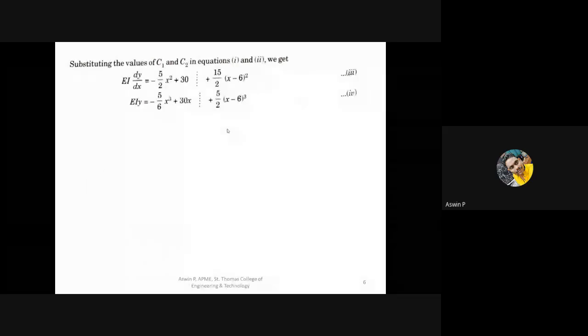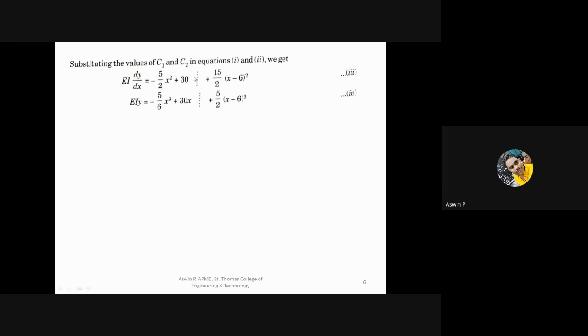Okay, thank you. So we have found the values for C1 and C2. Now we need to substitute them into the slope and deflection equations. We have already written the slope and deflection equations. In those, we need to substitute the values of C1 and C2.